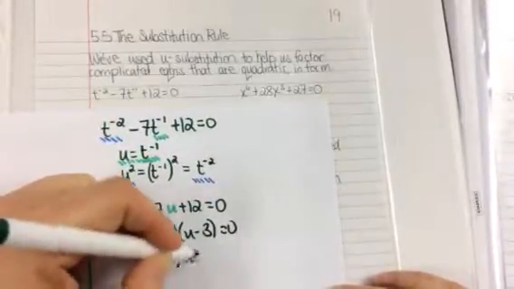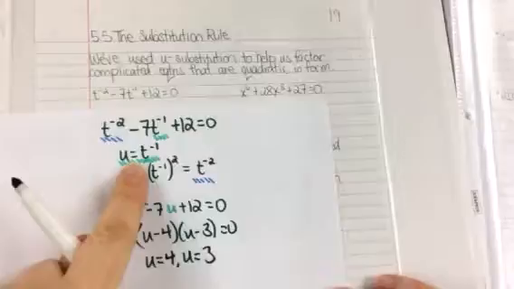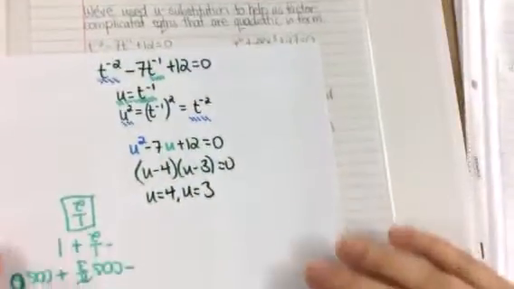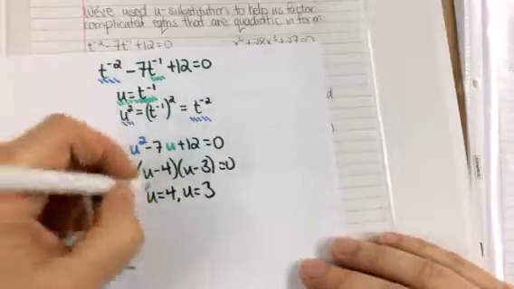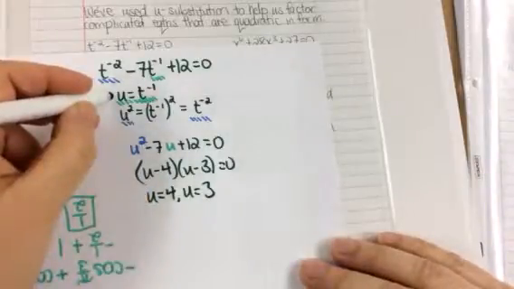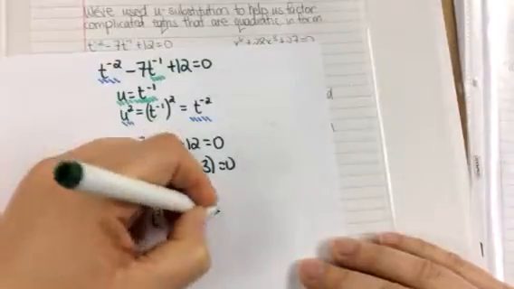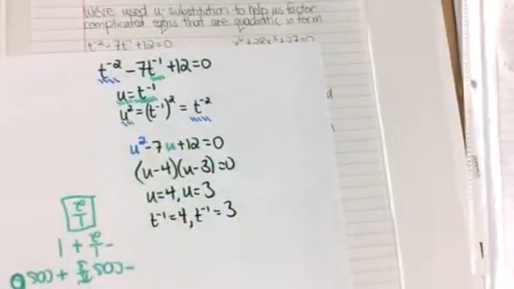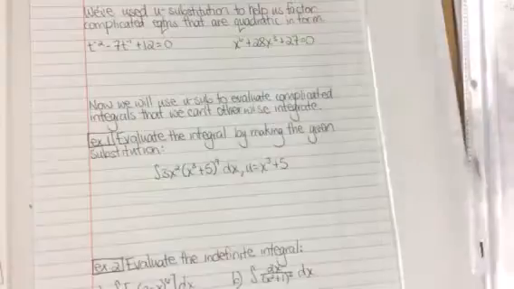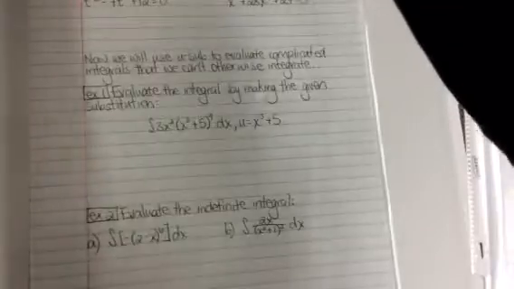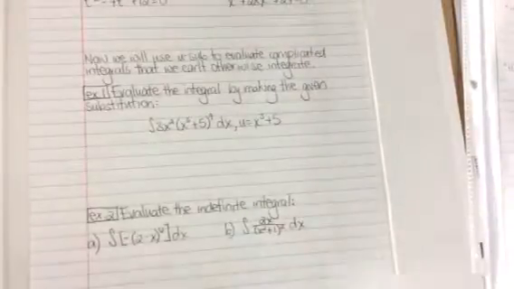And then I always like to say I don't care about u, I need to solve for t, right? The equation originally wanted me to solve for t. So I would substitute back in this u equals t to the negative 1, and then I would solve those. And since that's review, I'm not going to spend more time on that. We're going to use that, though, in integration problems. So we're taking baby steps.